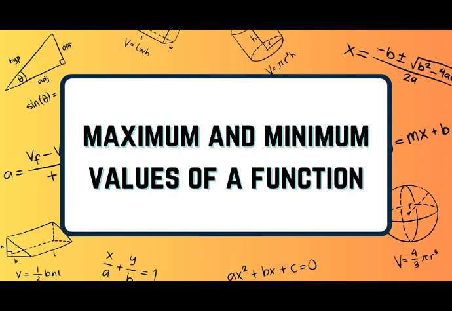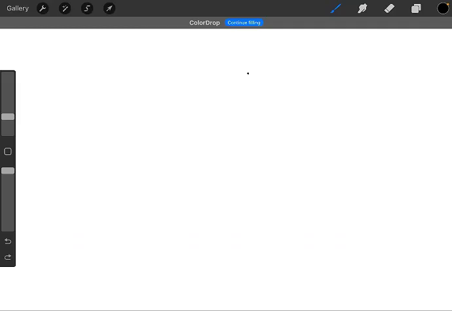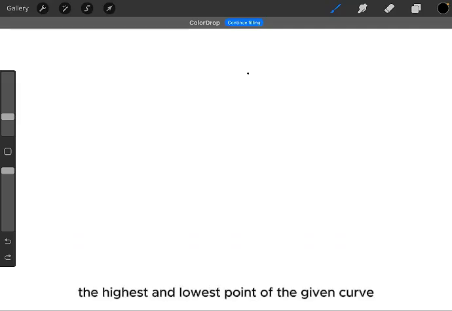Hello guys, in this video, I'm going to talk about how to find the maximum and minimum value of a function. The maximum and minimum values of a function refer to the highest and lowest point of the given curve.